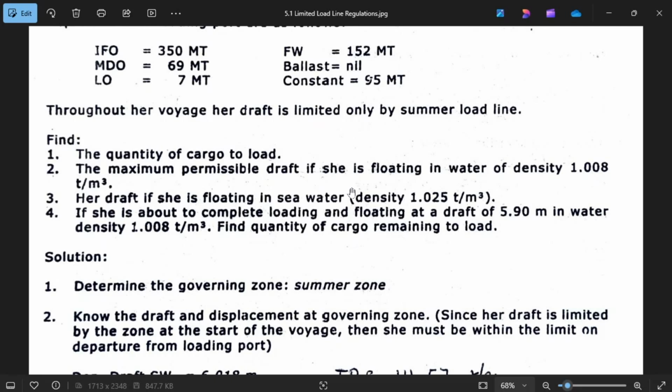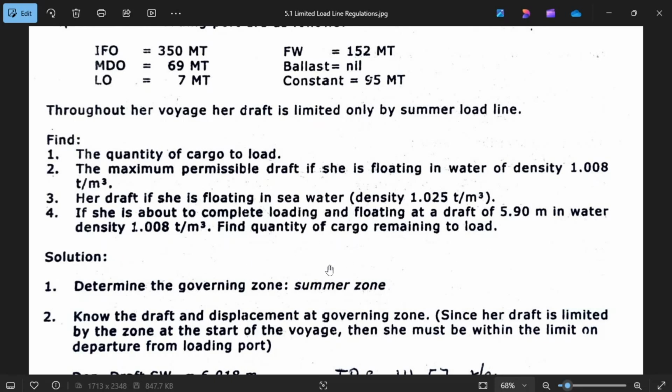The maximum permissible draft if she is floating in a water density of 1.008 tons per cubic meter. Meaning, what will be her departure draft when the density in the local port or the loading port is 1.008? Her draft if she is floating in seawater density: when she is in the open sea, what will be her draft when floating in salt water of 1.025? And number 4, if she is about to complete loading and floating at a draft of 5.90 meters in water density of 1.008, find the quantity of cargo remaining to load.